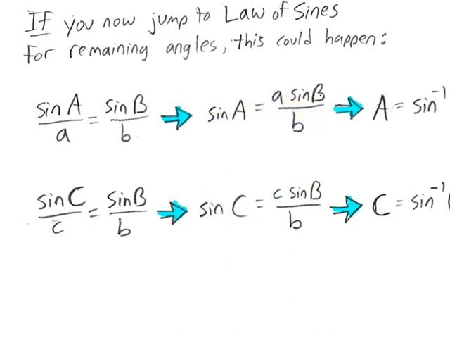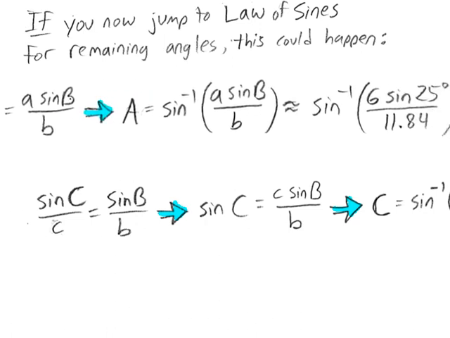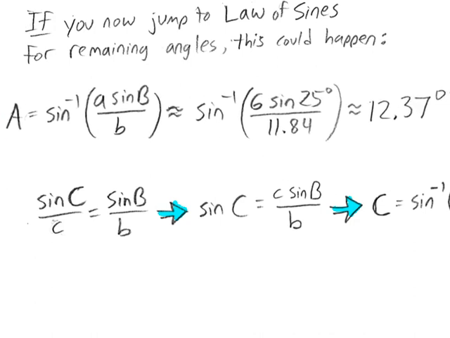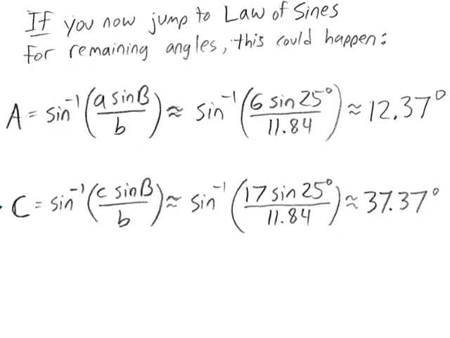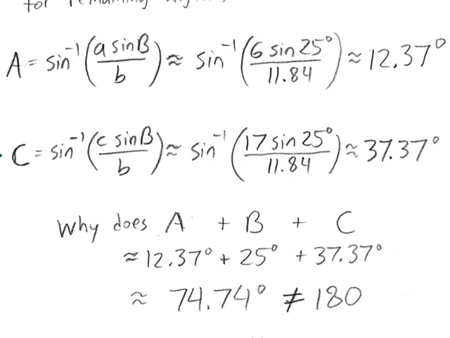And if we then proceeded to solve for big A or big C by using our inverse trig, notice that I get big A equals 12.37 degrees approximately. If I do the same thing for big C, I get 37.37 degrees. And everything seems okay, but the problem is that if I add up my three values of A, B, and C, big angles A, B, and C, I don't get 180 degrees. And you know what I just noticed?